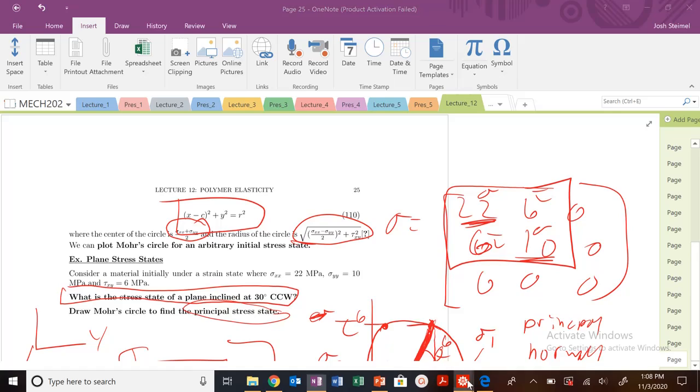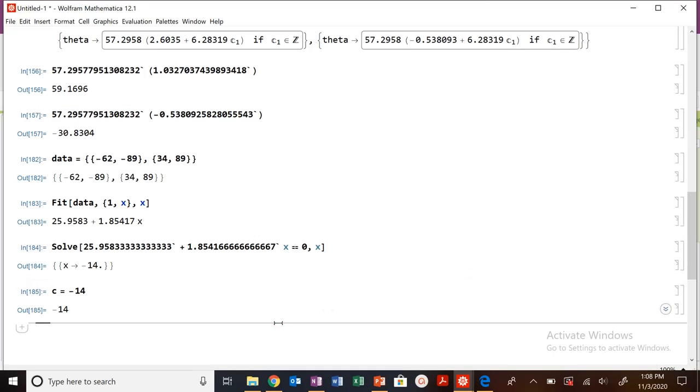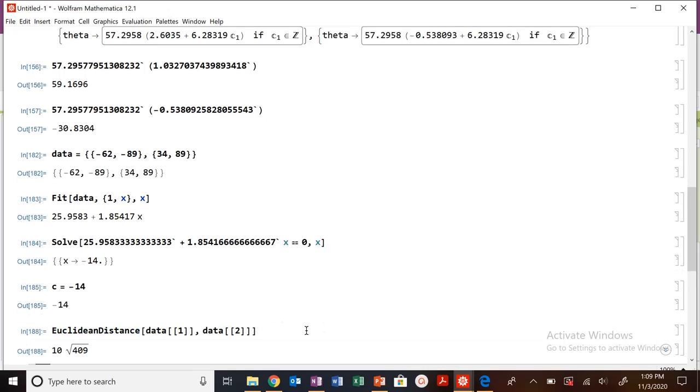So let's go ahead and go back to Mathematica. Now we've confirmed that. Again, multiple ways to confirm your answer in these kinds of problem sets. So if my center is minus 14, I could also get my radius by knowing the Euclidean distance between two points, data 1 and data 2, divided by 2, because that's our value right here, numerically. And so this is our radius.